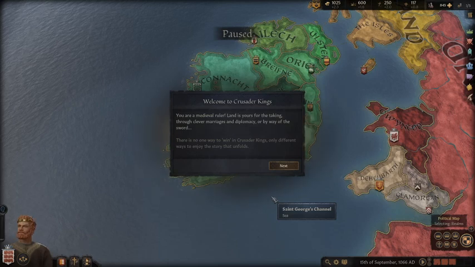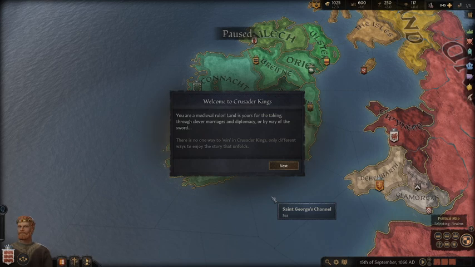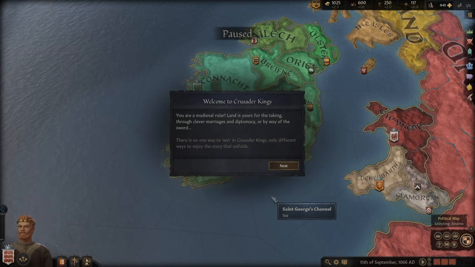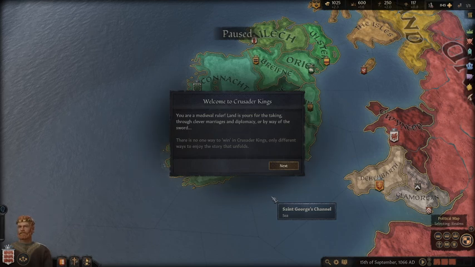Welcome to Crusader Kings. You're a medieval ruler. Land is yours for the taking through clever marriages and diplomacy or by way of the sword. There's no one way to win in Crusader Kings, only different ways to enjoy the story that unfolds.